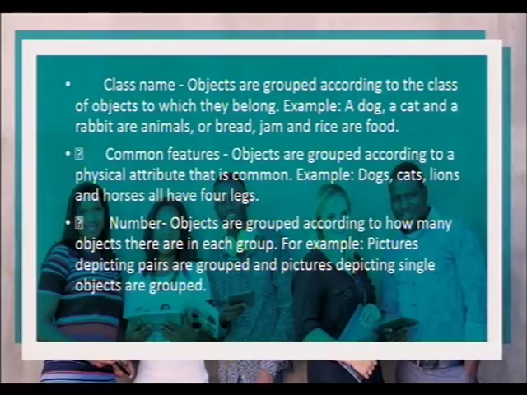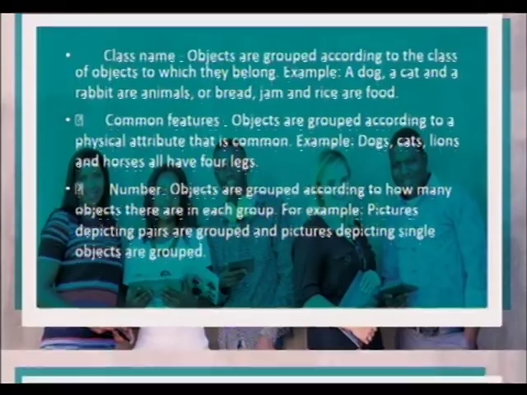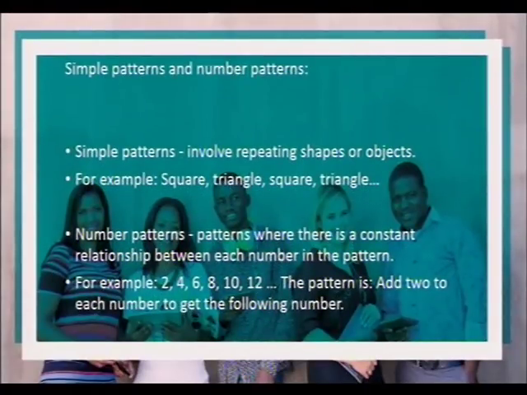We have number. Objects are grouped according to how many objects there are in each group. For example, pictures depicting pairs are grouped and pictures depicting single objects are grouped. So we group things according to so many different features. That's how you classify objects.